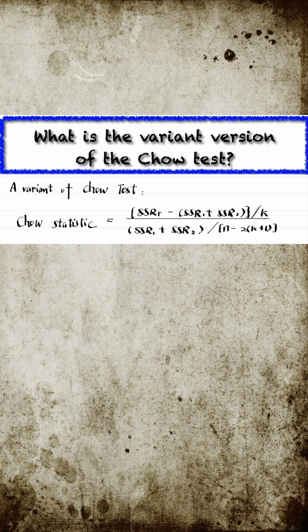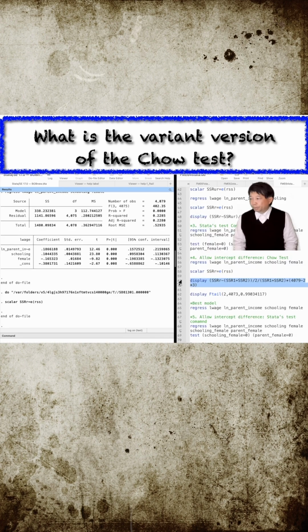The regression to obtain the restricted residual sum of squares and its degrees of freedom are the only changes compared to the traditional Chow statistic. The numerator degrees of freedom is now k. The unrestricted residual sum of squares is still computed from two separate regressions for men and women.